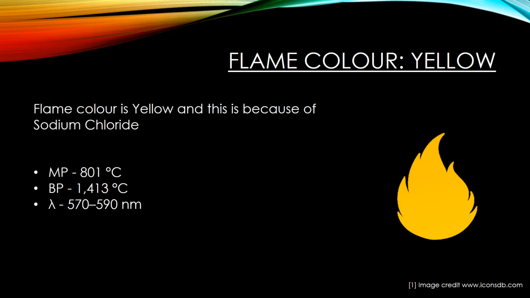To produce a yellow flame, sodium chloride is used. Sodium is again the main species that causes this yellow flame. Sodium chloride will have a melting point of 801 degrees and a boiling point of 1413 degrees. Yellow light has a wavelength between 570 to 590 nanometers. This is towards the middle part of the visible spectrum, so will have a higher wavelength than red and orange light.